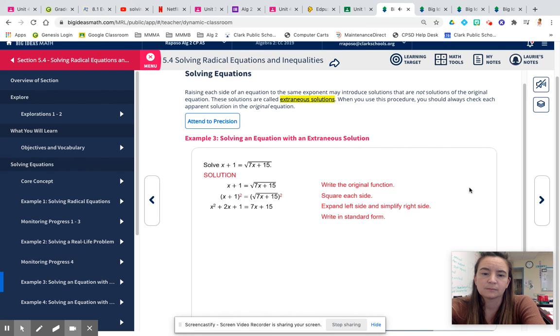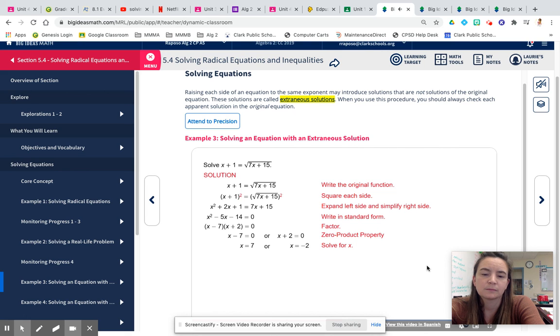Write the function in standard form. X squared minus 5x minus 14 equals 0. We have a quadratic. Factor. The quantity x minus 7 times the quantity x plus 2 equals 0. Use the zero product property. X minus 7 equals 0, or x plus 2 equals 0. Solve for x. X equals 7, or x equals negative 2. Raising each side of an equation to the same exponent may introduce extraneous solutions. Be sure to check each apparent solution in the original equation.